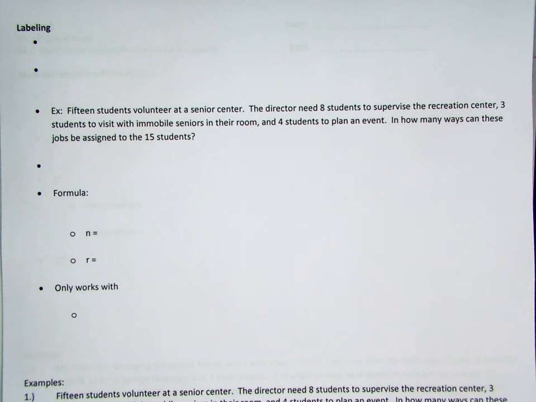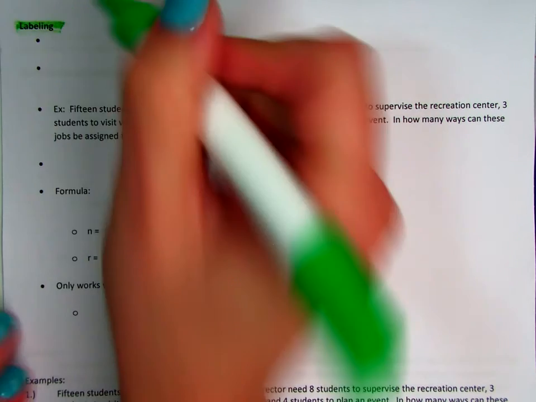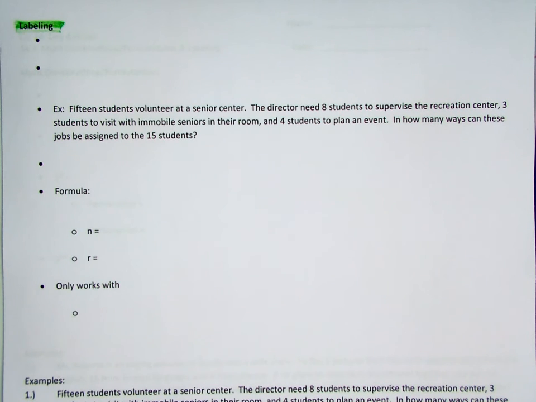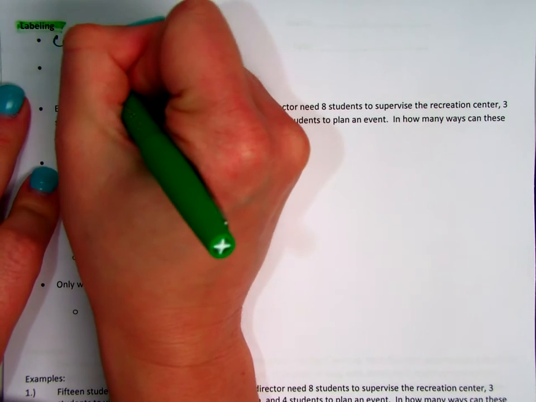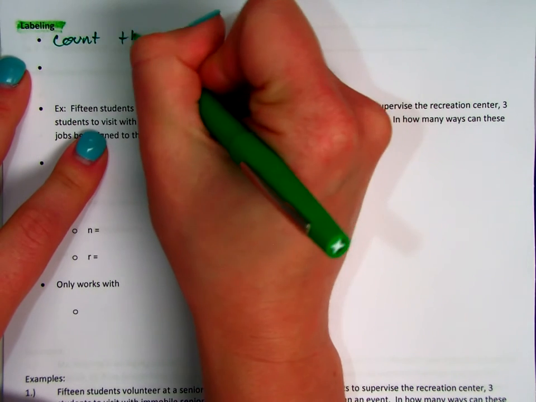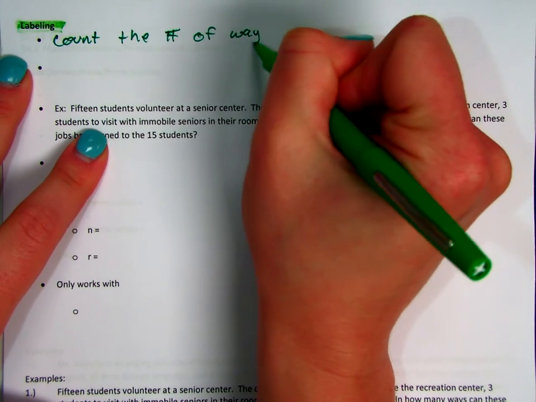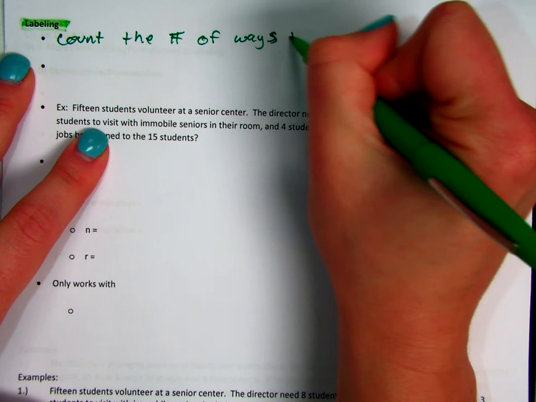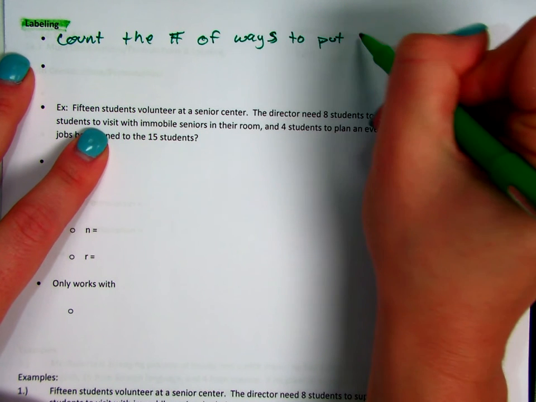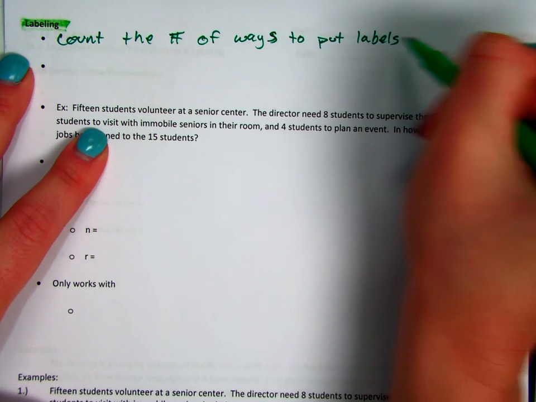All right, so this is a continuation of 14.2, the second day of it, so the day 4 notes. And the back side of this is all about labeling, okay? Labeling is a way to count the number of ways to put labels on distinct objects.